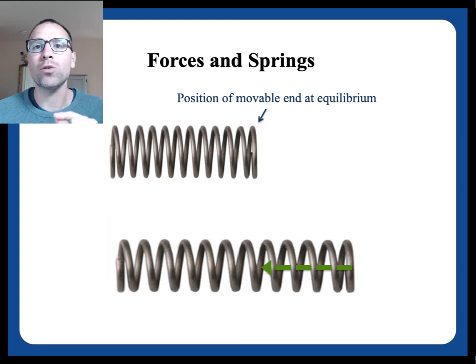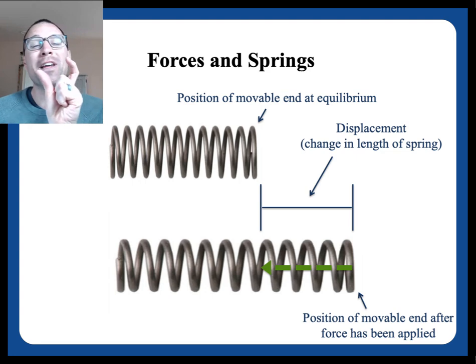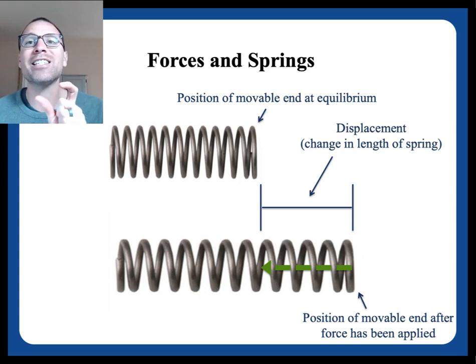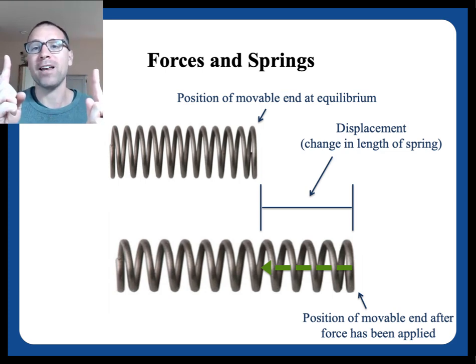So the first thing we do is we mark the position of the end of the spring at equilibrium. Then we mark the position of the movable end of the spring after the force has been applied. And then we call the difference between those the displacement. Another way to think about displacement in normal terms would be how much the length changes. When I start the spring with no mass, pull the thing, and look at the end of it, what's the change in length of that spring?